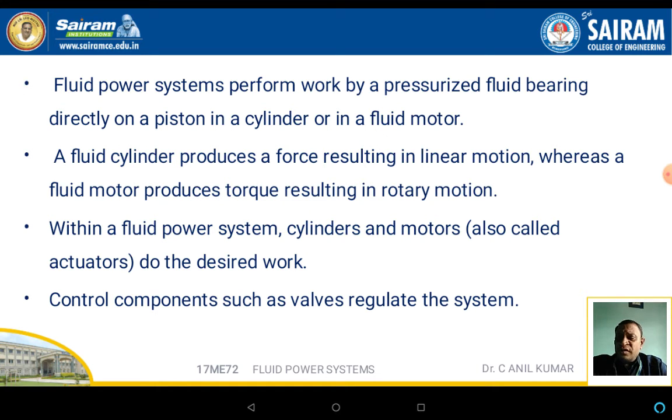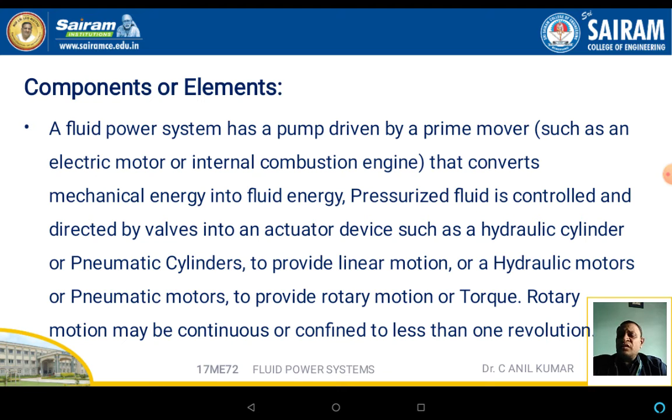A fluid cylinder produces force resulting in a linear motion, whereas fluid motors easily give torsional effects. Within the fluid power systems, the cylinder as well as the motor are called actuators, where the desired work can be actuated very easily. Controlling components such as valves regulate the system. These are the components, or elements, of a fluid power system.